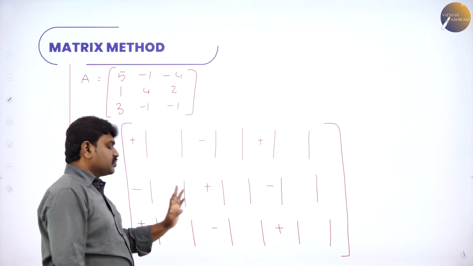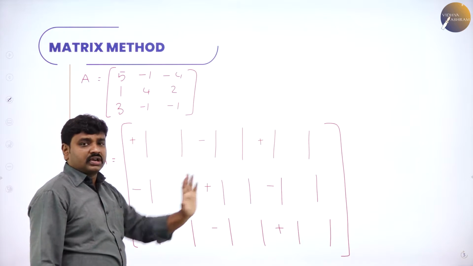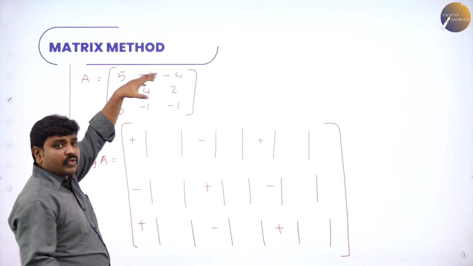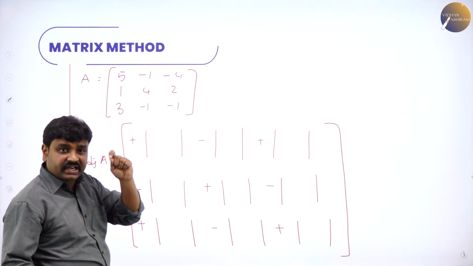Plus minus plus. Now I wrote determinants 2 cross 2. Now we'll take, so do row wise and write column wise. Do row wise and write column wise.